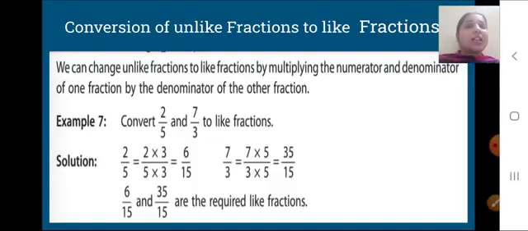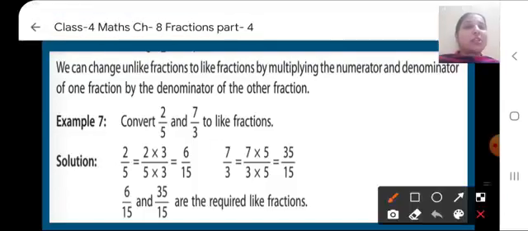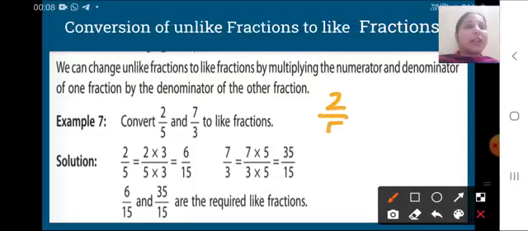We can change unlike fractions to like fractions by multiplying the numerator and denominator of one fraction by the denominator of the other fraction. For example, you can see two fractions here, that is 2 upon 5 and 7 upon 3. Both of them are unlike fractions. Why are they unlike fractions? Because they have different denominators. But we can make them like fractions. How to make them like fractions?